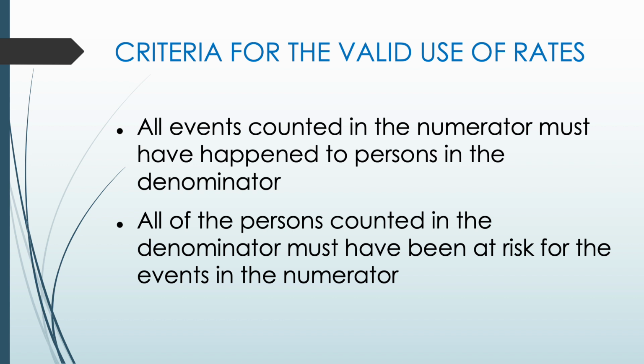Number 2, all of the persons counted in the denominator must have been at risk for the events in the numerator. For example, sexually transmitted disease in commercial sex workers. Commercial sex workers may not have the disease, but they have a higher risk of contracting STD due to the nature of their work.